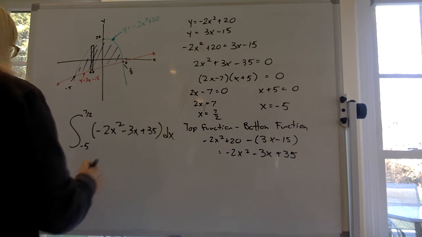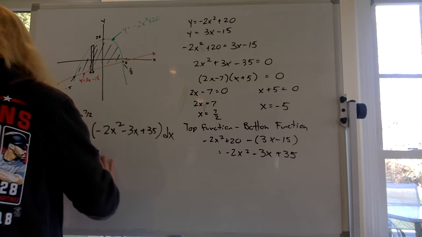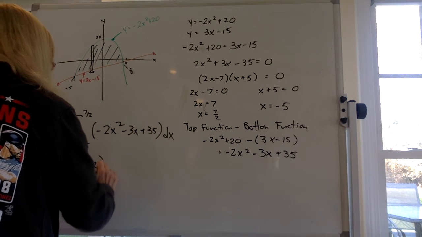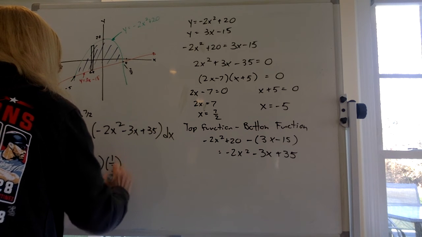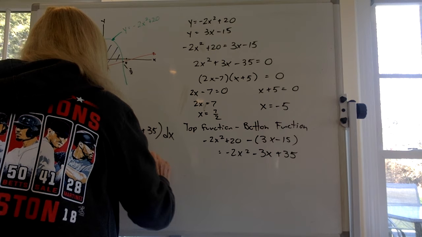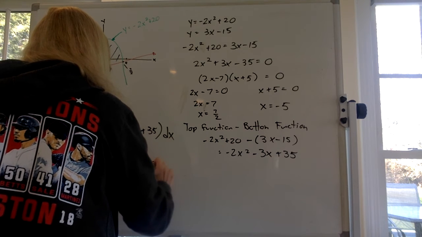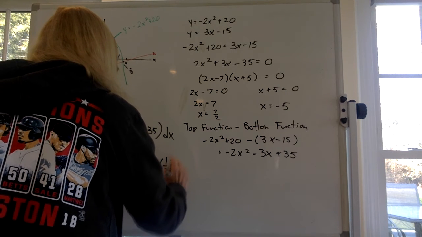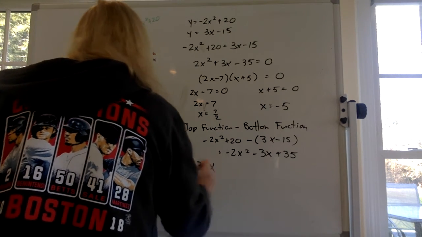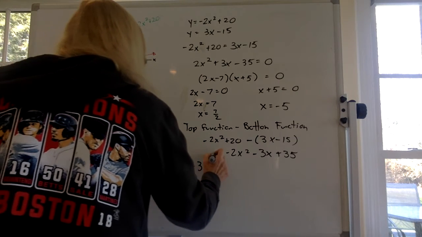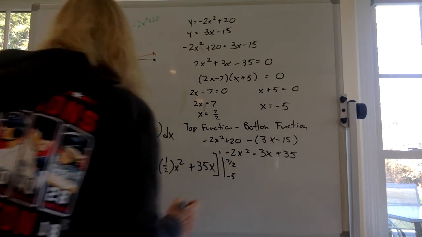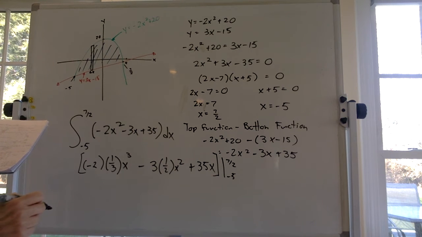So let's see, can we do this? We have to take the antiderivatives. What do we have for the first one? We have the negative 2, then we have 1/3 x cubed, minus 3 times 1/2 x squared, right? Plus 35x. And that all goes between 7/2 and negative 5.